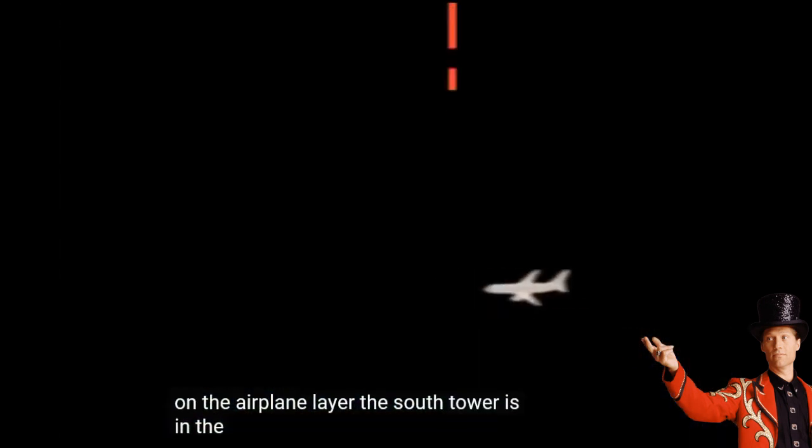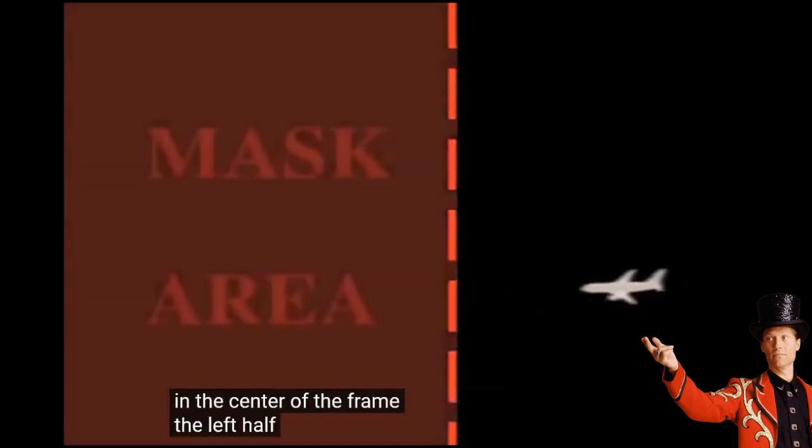If the airplane goes too far, oops, it looks like it comes out the back side. To prevent this from happening, a mask can be drawn on the airplane layer. The south tower is in the center of the frame. The left half of the screen is masked off. The airplane goes in, and we never see it again.